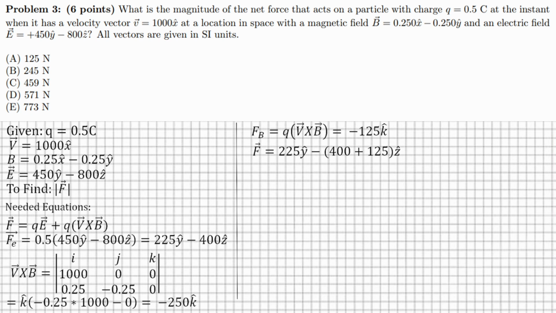The total force is the addition of the electric field force and the magnetic field force, and we get the sum to be 225 y cap minus 525 z cap. To find the magnitude, we take the square root of the sum of the individual components squared. We get an approximate value of 571, which is option D.